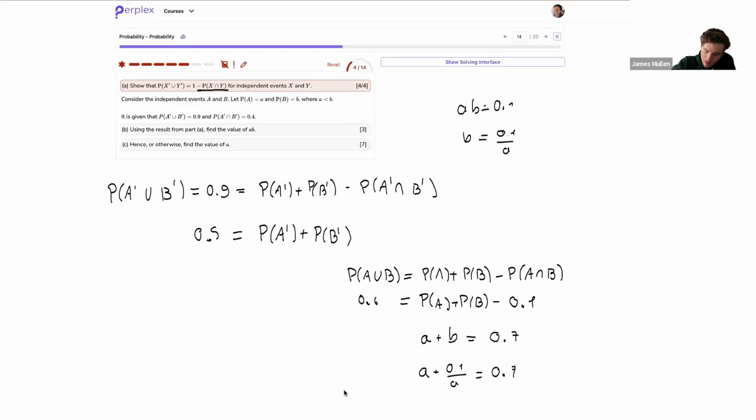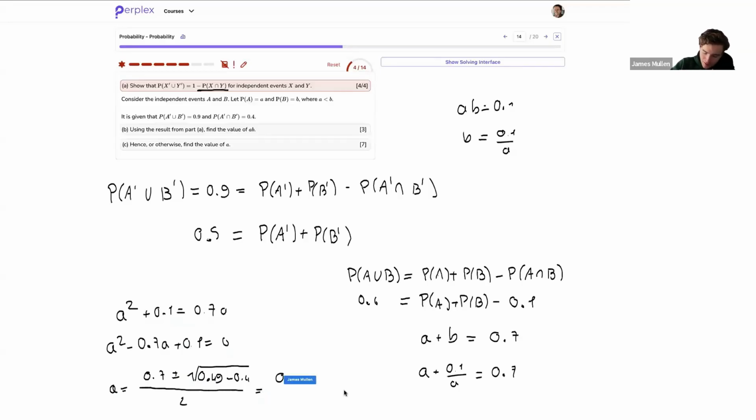And what do I find? I find that A squared plus 0.1 is equal to 0.7A. Now I can solve that. I can bring it over: A squared minus 0.7A plus 0.1 is equal to 0. So A is equal to 0.7 plus or minus the square root of 0.49 when I square 0.7, minus 4 times A times C, so that's minus 0.4, all over 2, and that's equal to 0.7 plus or minus the square root of 0.09 over 2. And I know what that is.